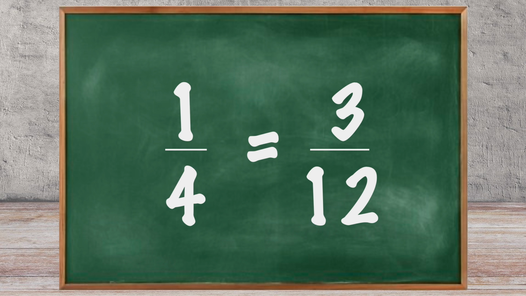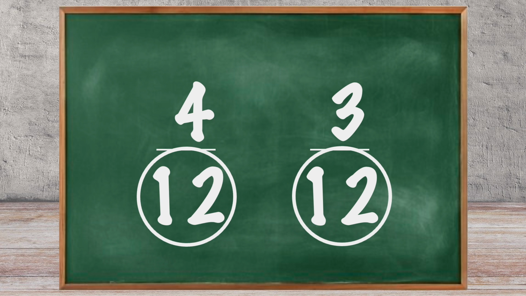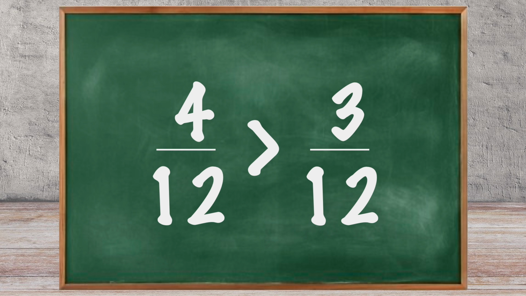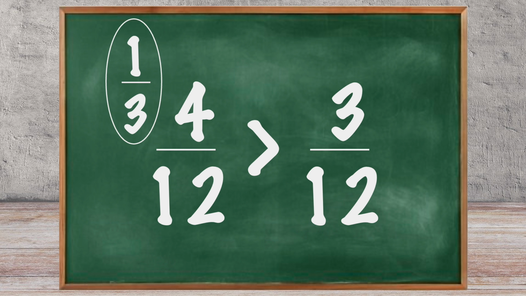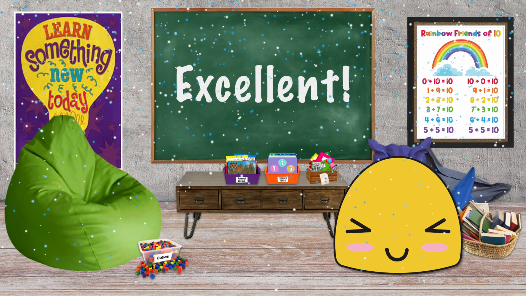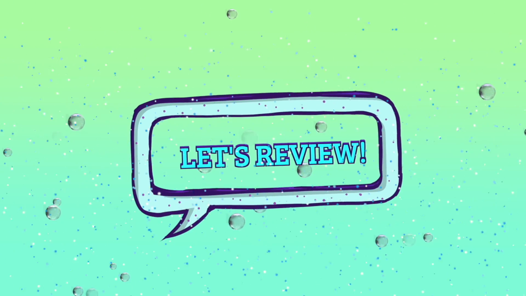The denominators are now the same, so we can just look at the numerators. 4 is greater than 3. 4/12 is greater than 3/12. 4/12, which is the same as 1/3, is greater than 3/12, which is the same as 1/4. 1/3 is greater than 1/4. Excellent work, Emily.